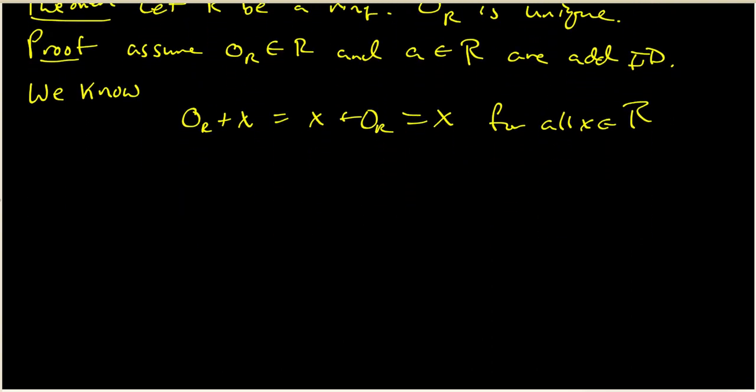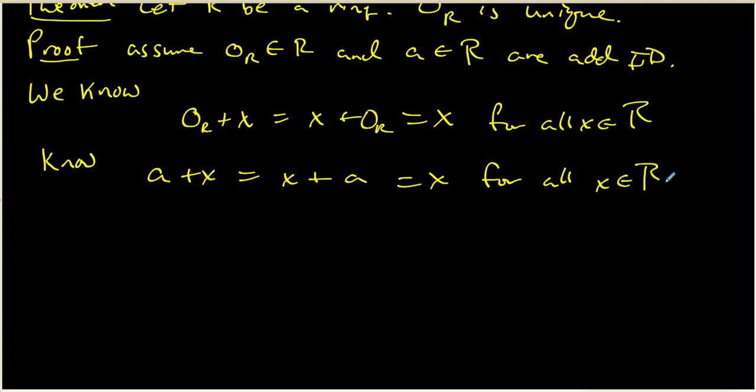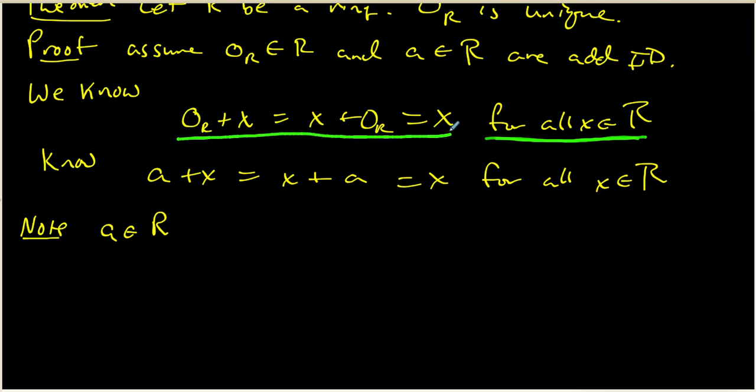And we also know that A plus x is equal to x plus A is equal to x for all x inside the ring. And we know both of these things because that's the definition of additive identity. Now, what I'm going to notice is this. A is a perfectly good element of R. And so that means that A is part of this universally quantified statement. In other words, we can plug in A into this particular double equation.